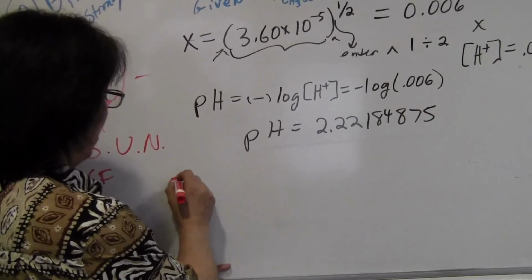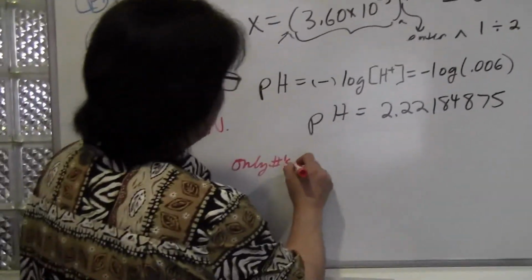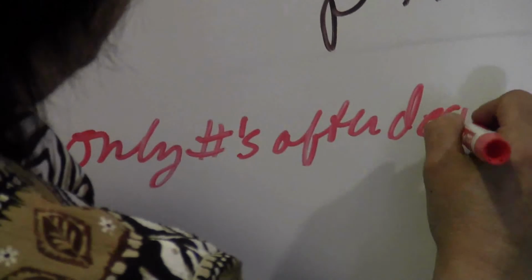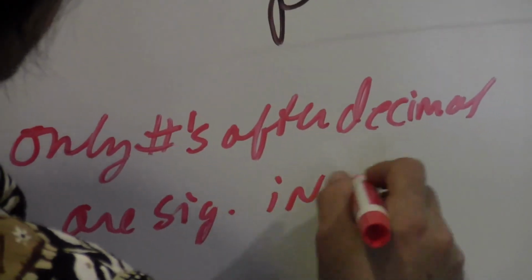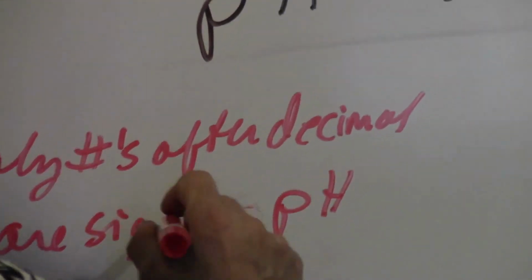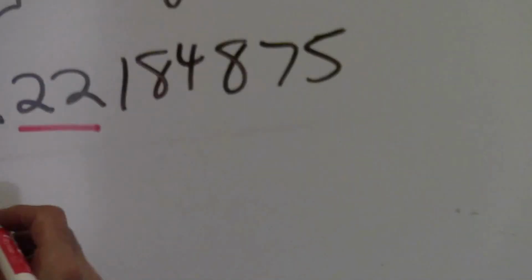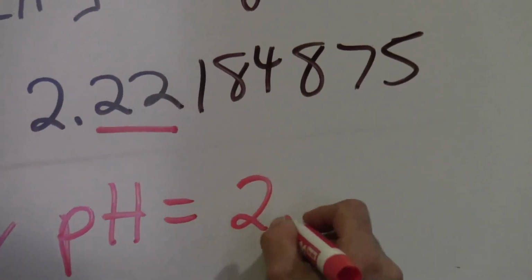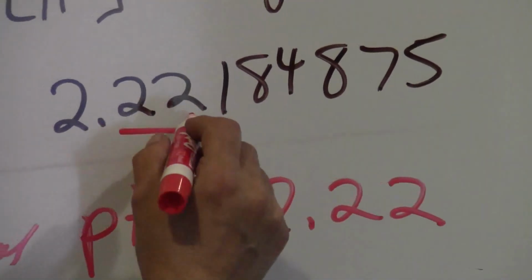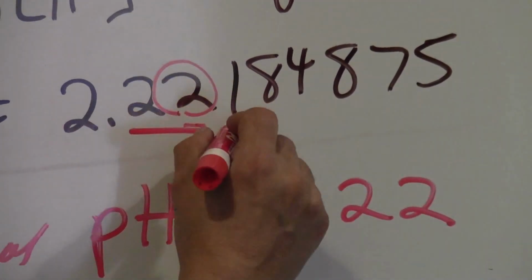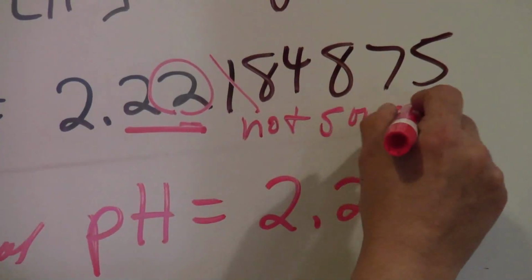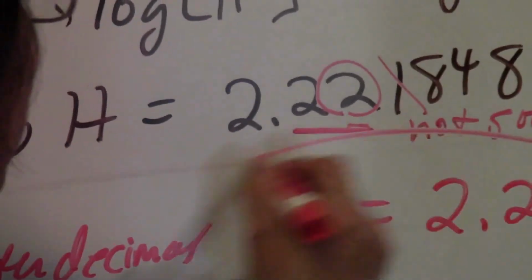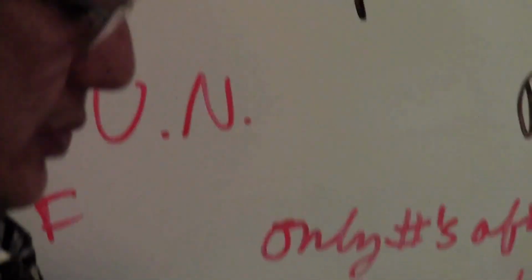Now remember, only the numbers after the decimal are significant in pH. So I'm going to underline the two numbers after the decimal. Our pH value reduces to 2.22. I didn't need to round up this 2 because the number after it was not 5 or greater. So our answer is pH equals 2.22.